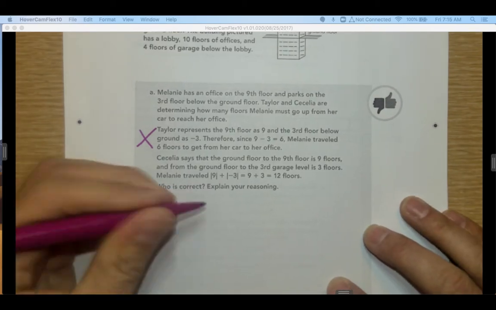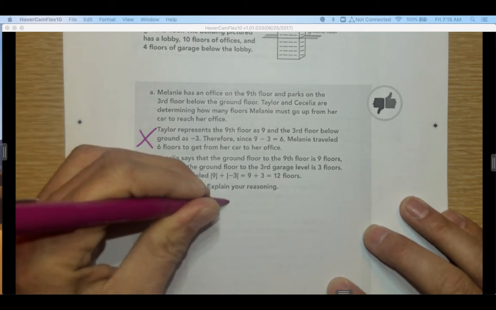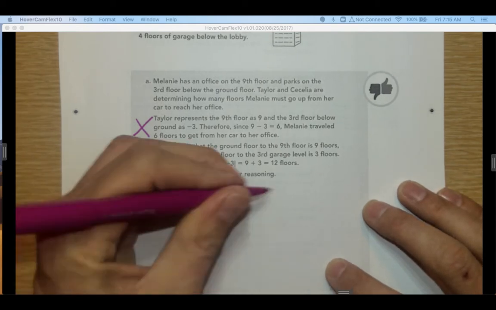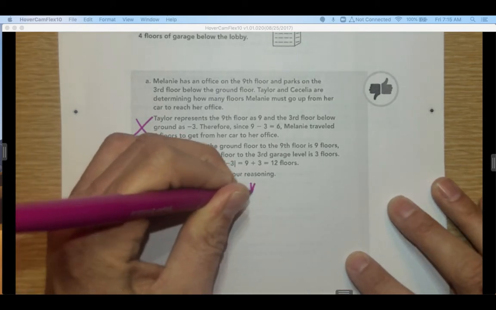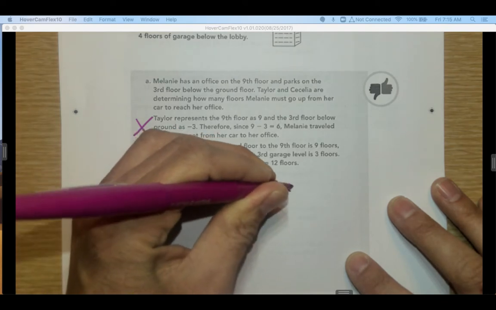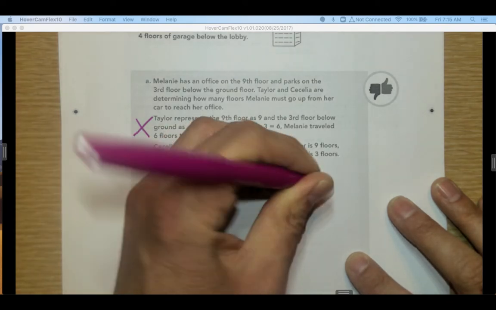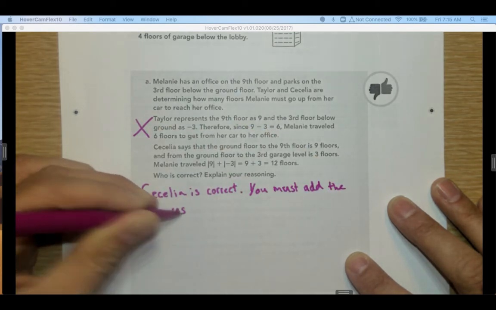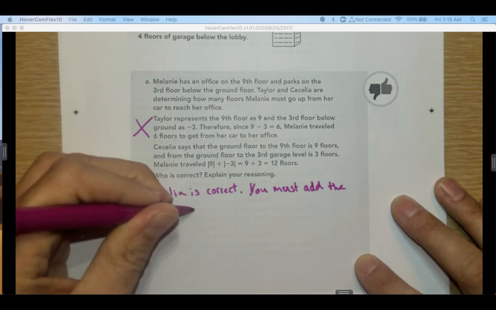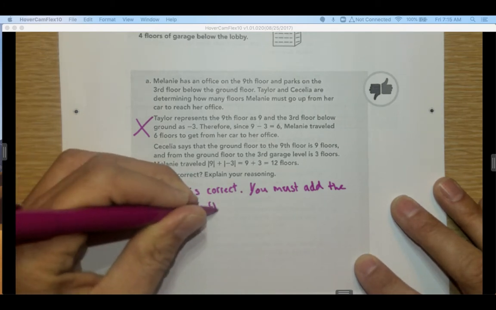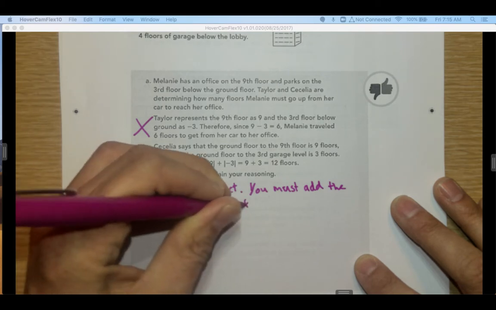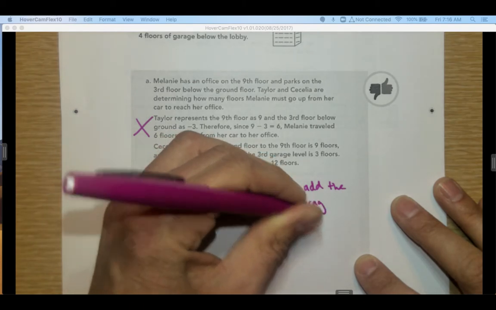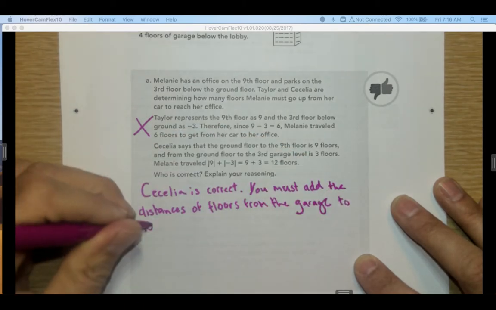Cecilia is correct. You must add the distances of floors from the garage to Melanie's office.